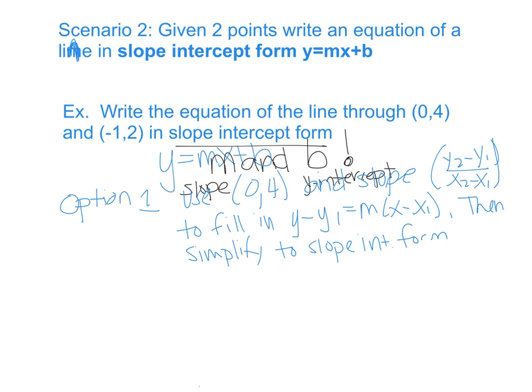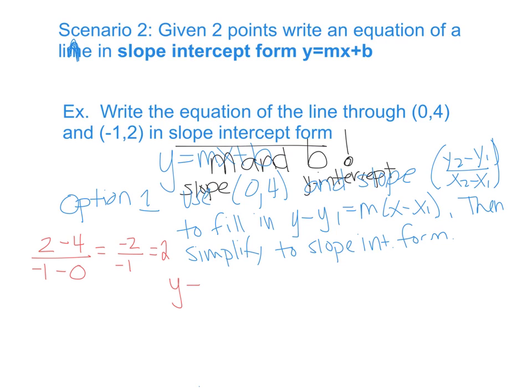So let's see what that will look like. So I take my point 0, 4 and my slope. I need to calculate my slope. y2 is 2 minus y1 is 4 all over x2 is negative 1 minus x1 is 0. 2 minus 4 is negative 2. Negative 1 minus 0 is negative 1. A negative divided by negative is a positive, and 2 divided by 1 is 2. So my slope is 2.